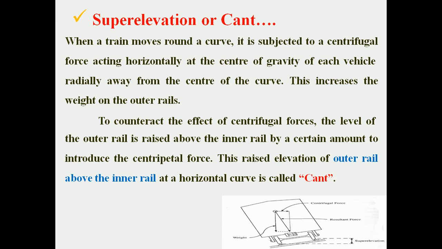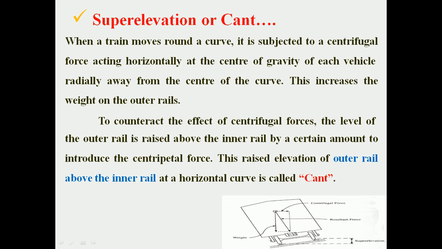Everybody knows we have studied super elevation in mechanics. Super elevation is sometimes called cant also. When a track moves around a curve, it is subjected to centrifugal force acting horizontally at the center of gravity of each vehicle, radially away from the center. This increases the weight on the outer rail. To counteract the effect of centrifugal force, the level of the outer rail is raised above the inner rail by a certain amount to introduce centripetal force. This raised elevation of the outer rail above the inner rail at the horizontal curve is called super elevation or cant. Okay, this is called super elevation.